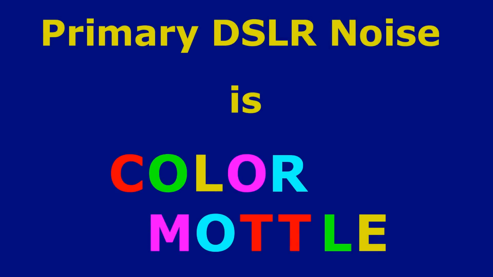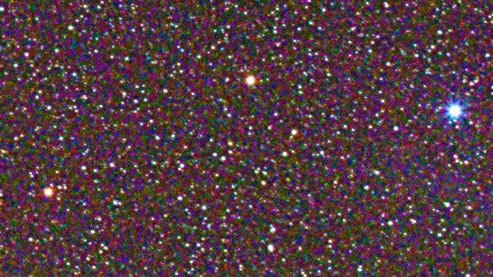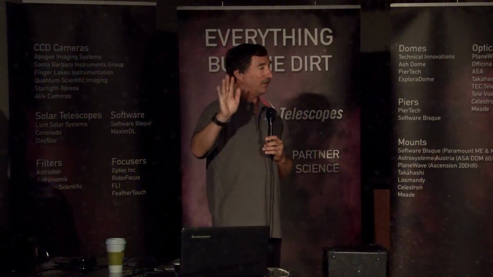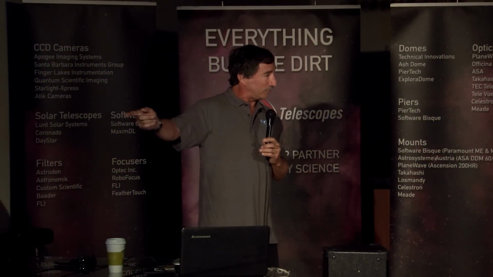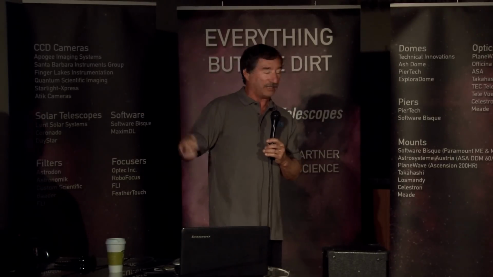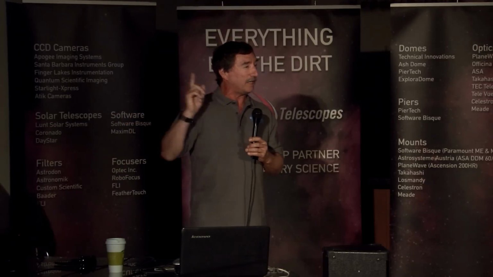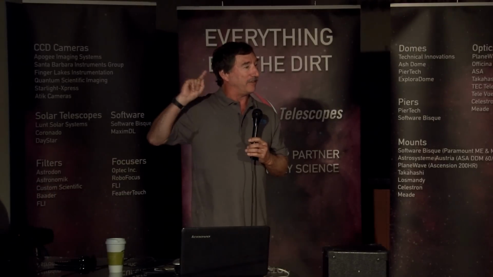So back to color mottle. This is what color mottle looks like. It's all this horrible red, green, blue. I've exaggerated it here. And if I blur it a little bit, you can really see that we're getting these huge globs of green, magenta, yellow, blue, all this stuff in the background. This is what I call color mottle. It's not hot pixels, and it's not cosmic ray hits. It's color mottle. Color mottle is your number one enemy when you're using a DSLR. And what I wanted to do was I needed to invent some way to get rid of that.